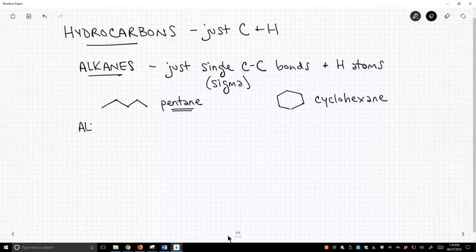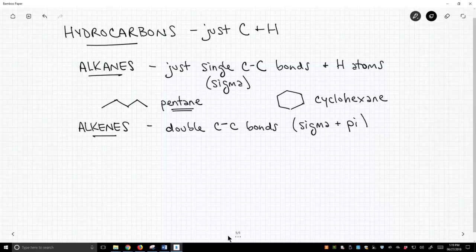Okay, the second group for the hydrocarbons are alkenes. Alkenes may contain single carbon-carbon bonds, but they also contain double carbon-carbon bonds, at least one, as well as hydrogen atom CH. So a double bond is a sigma plus a pi bond. You can write those in Greek or out in words, doesn't matter.